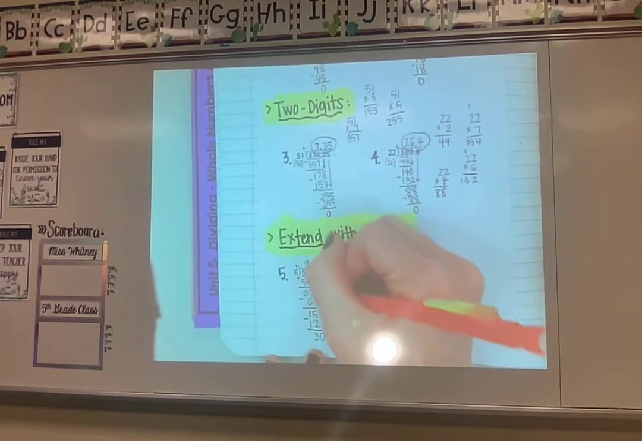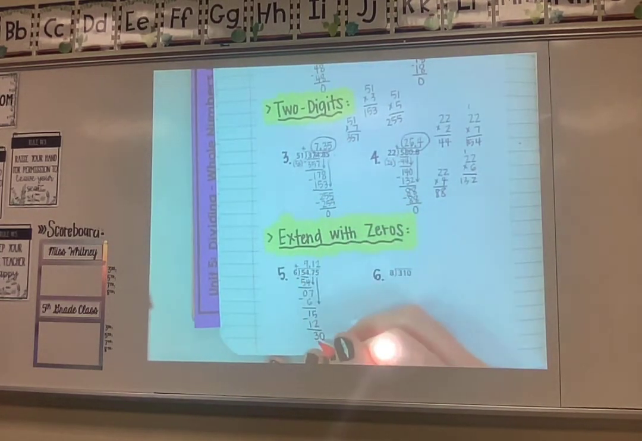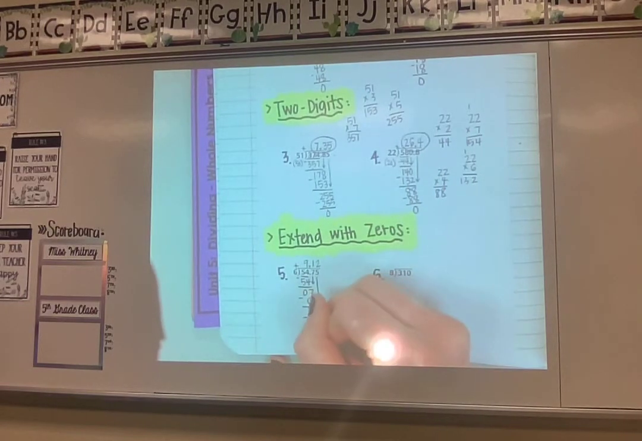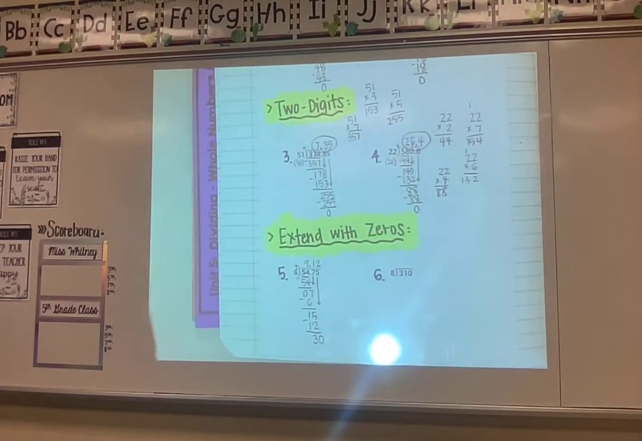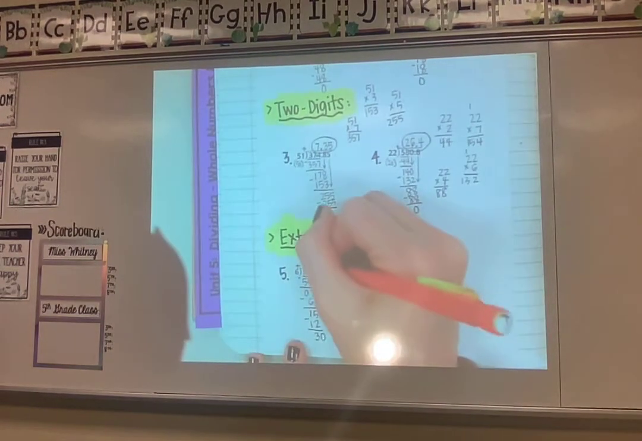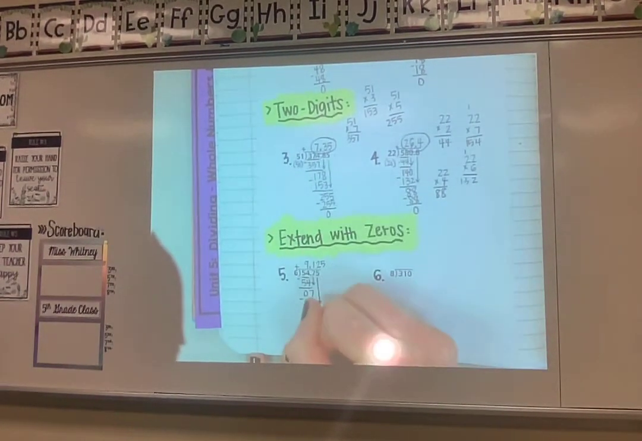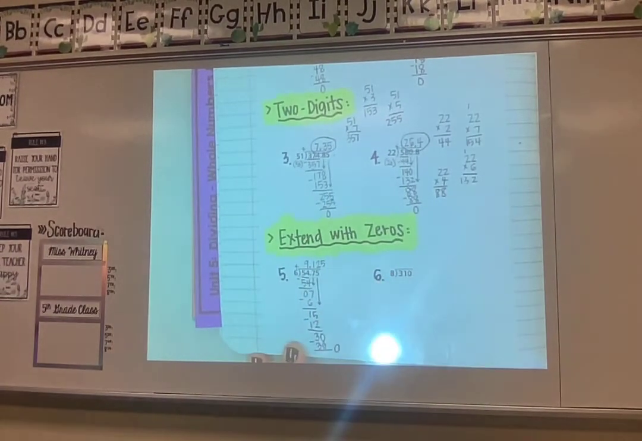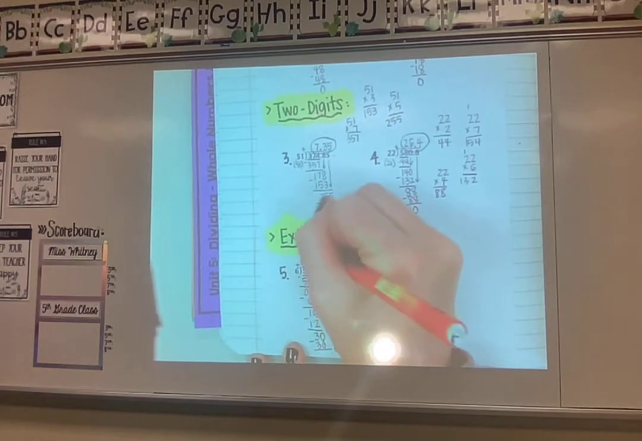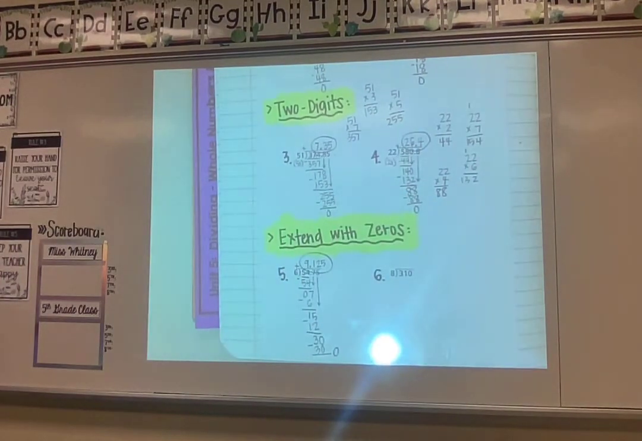So I didn't have anything to bring down, but I can't have a remainder of 3. So I just added a 0 behind it. And now I'm going to go again. How many 6's will fit into 30? Well, that would be a 5. 6 times 5 is 30. There we go. Now we have nothing left. So 9.125. So if it looks like you're going to have a remainder, we don't have remainders in decimals, we add a 0 and we just keep going until eventually it works out so that we don't have anything left.